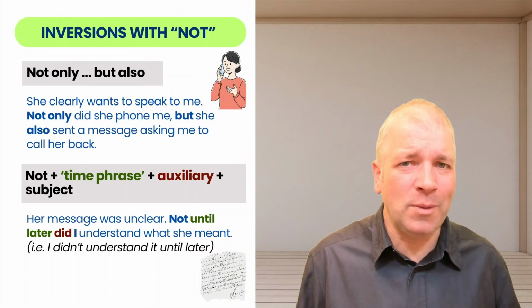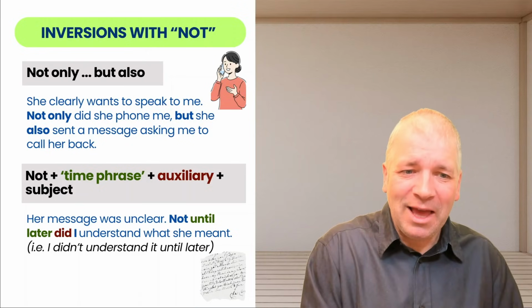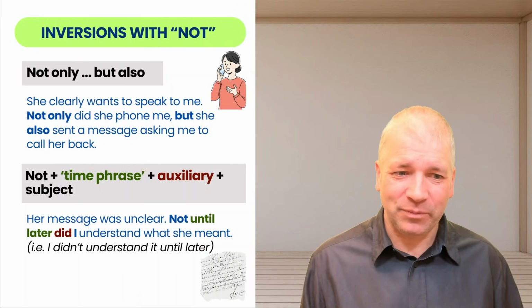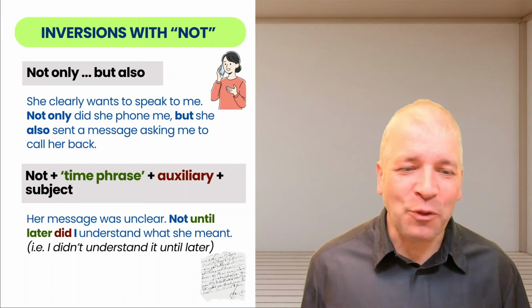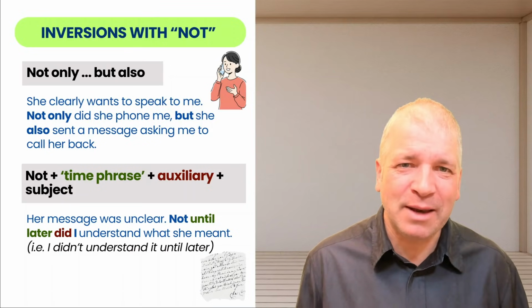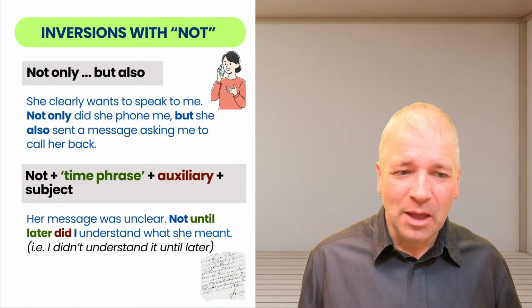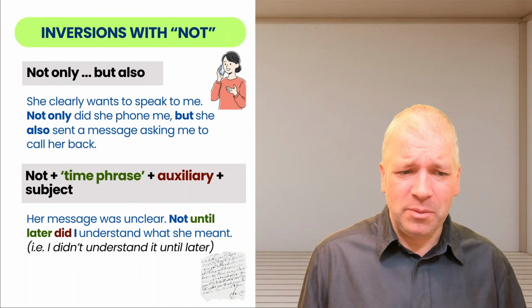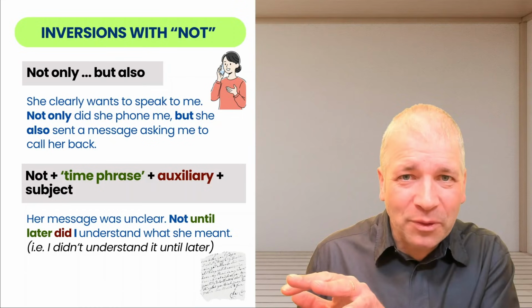This is probably the most common use of not for inversion. And this emphasizes the only and the also bits. So one thing happened, and then another thing happened, and there's some sense of surprise. She phoned me, but not only did she phone me, but she also did something else, even more than I expected.